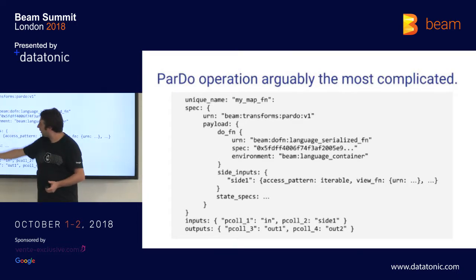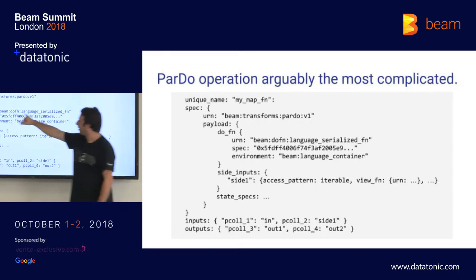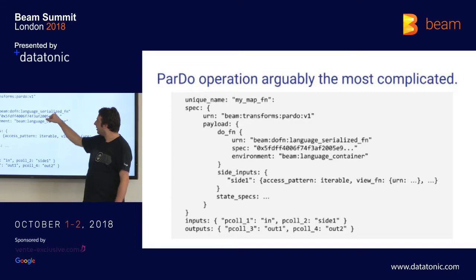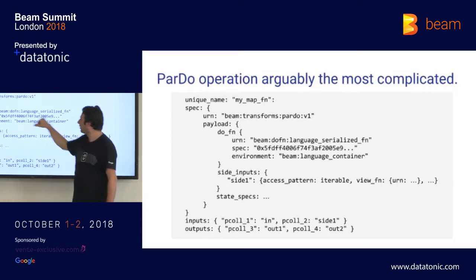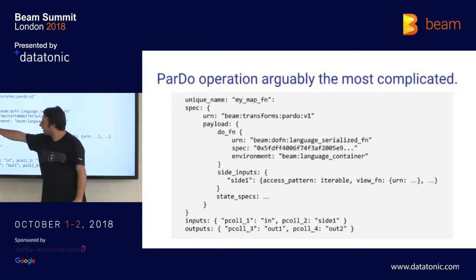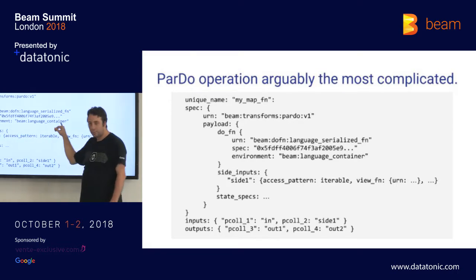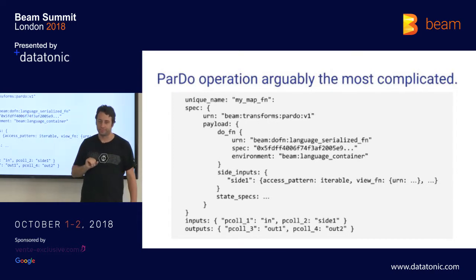So what's the payload of a parallel do operation? Well, you have a DoFn. Look at that, DoFn has a URN. This URN might be a language-serialized function, or it might be the standard ParDo with one operation. It has a payload, which is some binary data that your SDK can understand. And then the key thing is it has an environment that says, whenever you encounter one of those and you don't know what it is, you can fire up this environment and ask it to execute it for you.